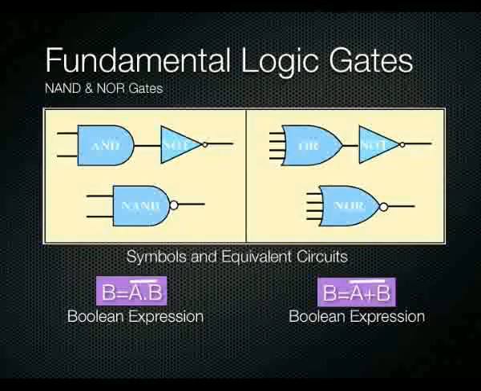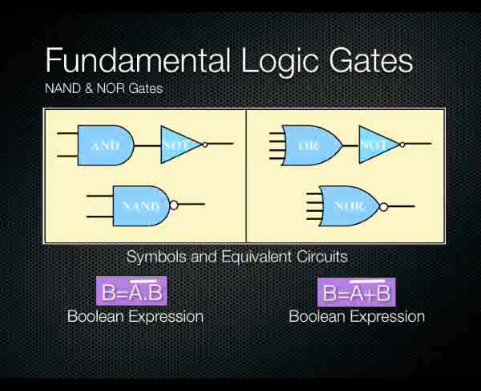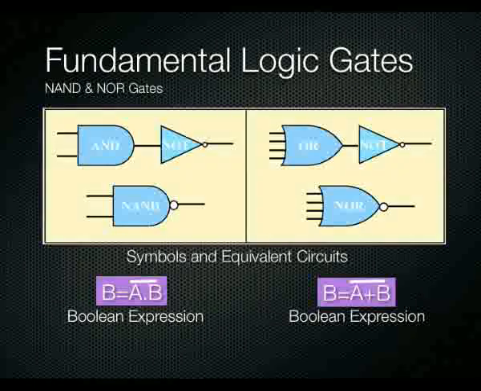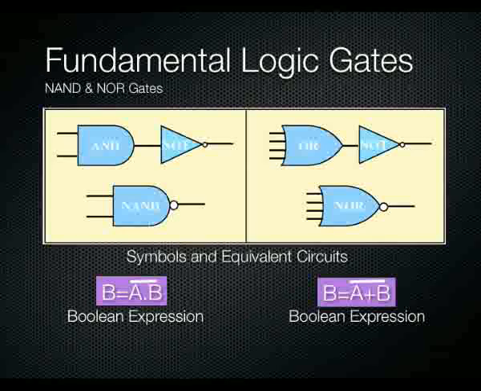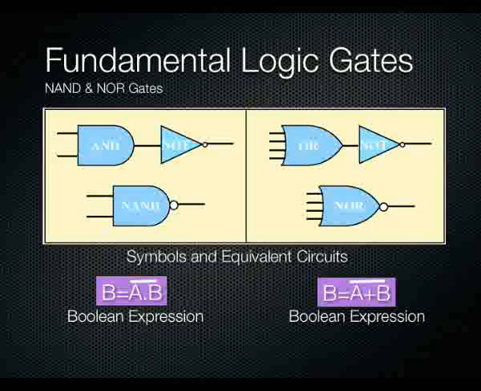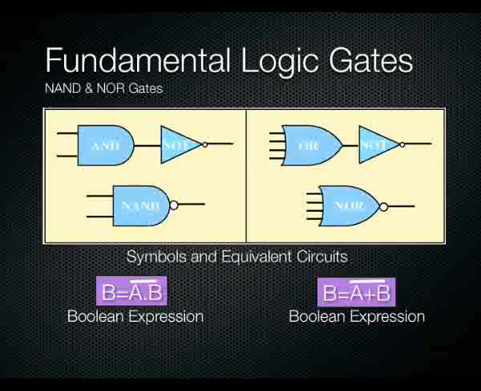And of course, because there's a bubble on the output, the Boolean expression is simply the same as a primary gate, which, in the case of a NAND gate, is A dot B, but then there's a bar across the whole lot to say that the whole output is negated. Same thing with the NOR gate. It's A plus B, and then the whole equation is simply NOTed, so there's a bar across the A plus B.